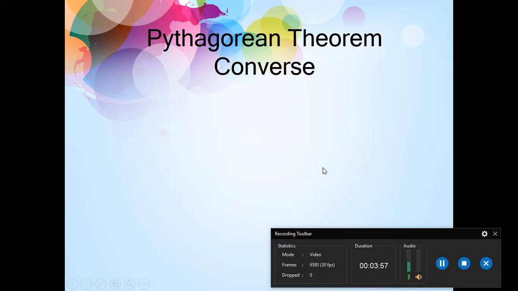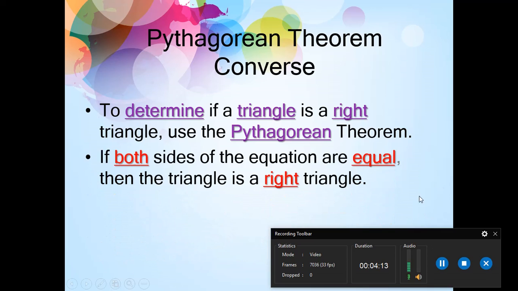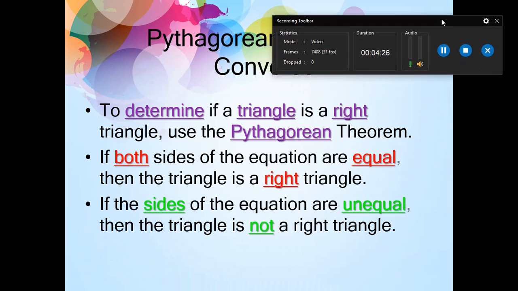We also have what's called the Pythagorean theorem converse. Sometimes they will provide 3 side lengths and ask you if these 3 sides can form a right triangle. So we're still going to use the Pythagorean theorem. What we'll do is we'll sub in all 3 sides. If you can get the left side of the equation to equal the right side of the equation, then you can say, yes, these 3 sides would make a right triangle. But if you sub in and the left side and the right side are not equal, then that triangle cannot be classified as a right triangle.